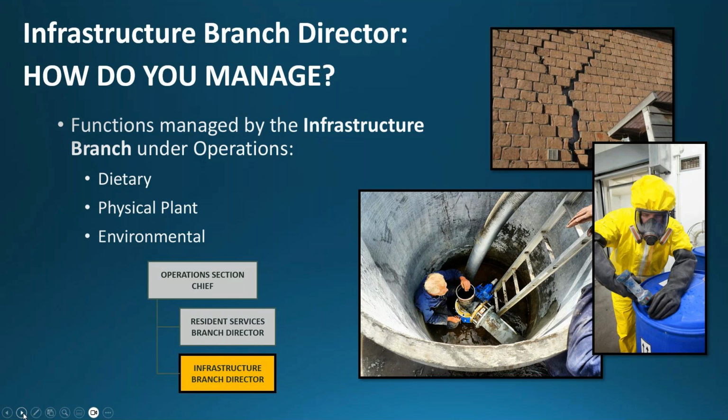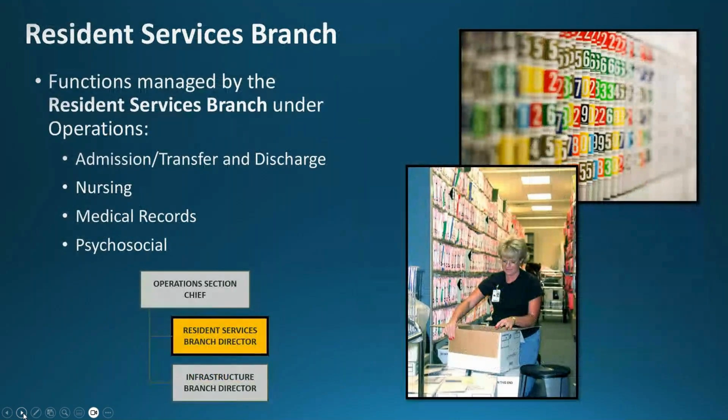So, all right, let's talk about the resident services branch director, because these are the folks that are going to be hands-on in the case of evacuation. They're going to be the ones wheeling folks out. They're going to be the ones preparing medical records. They're going to be the ones preparing go bags, making sure the DME and personal effects are going with the residents, things like that. That's done under the resident services branch.